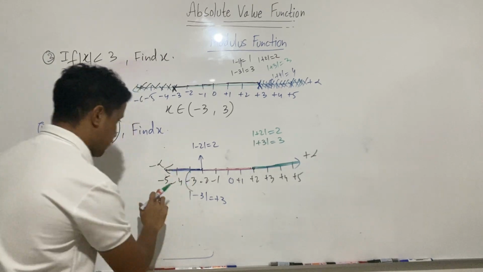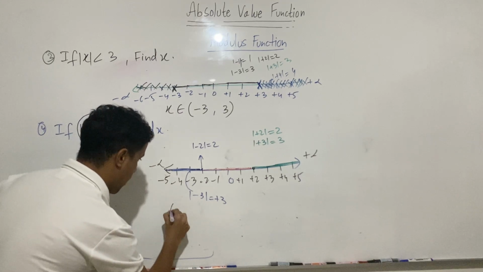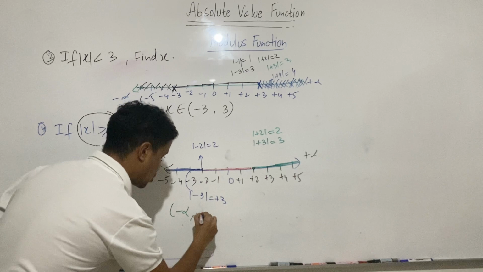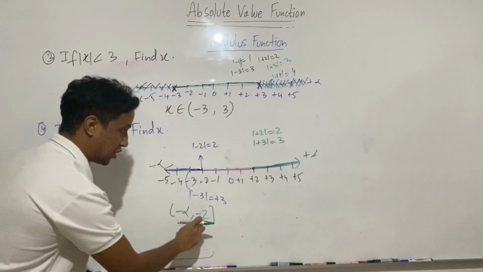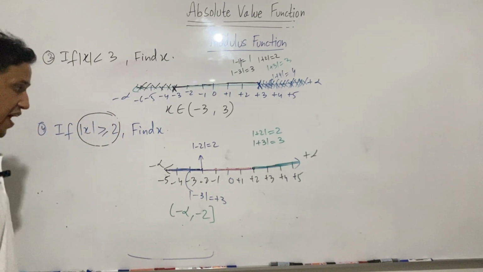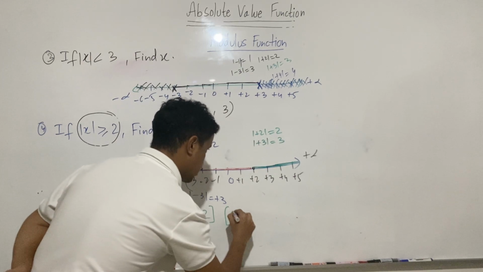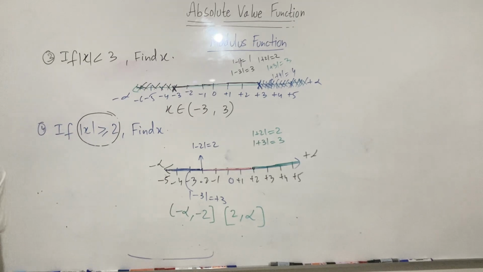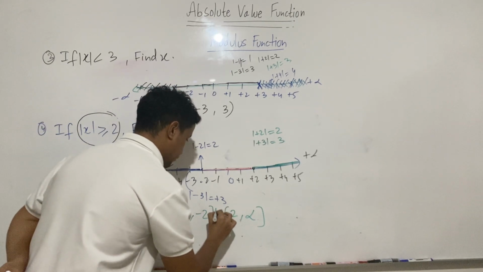domain? So from this side, can I say -infinity to -2, and here I'm going to put a closed bracket, inclusion, right? -2 is included, and on this side, 2 to infinity. Okay, so it's going to be the union of these.